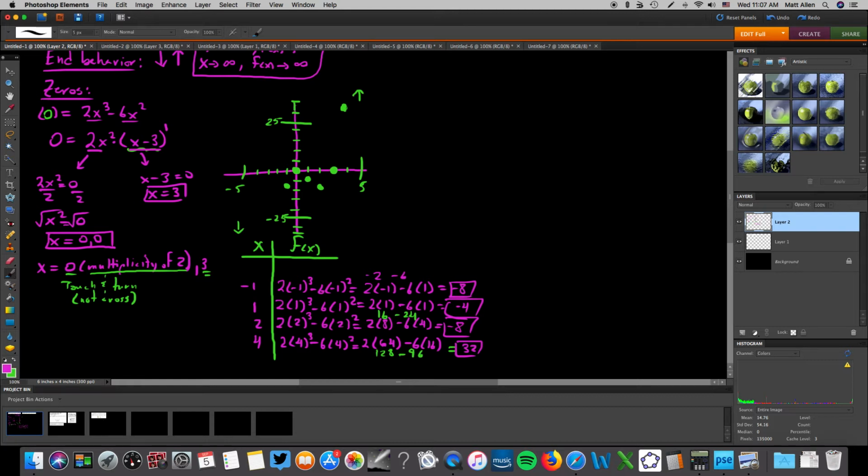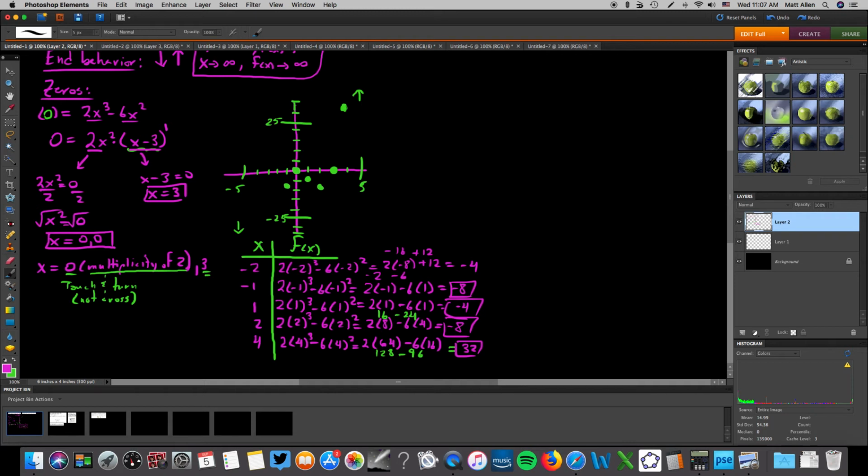The only thing I might consider is maybe plugging in negative 2 just to see what height we would be at there. So 2 times negative 2 cubed minus 6 times negative 2 squared would be equal to 2 times negative 8. But this would be minus 6 times a negative 2, which would be a positive 12. And so we get a negative 16 plus 12 is a negative 4.